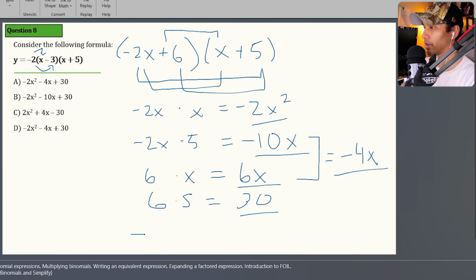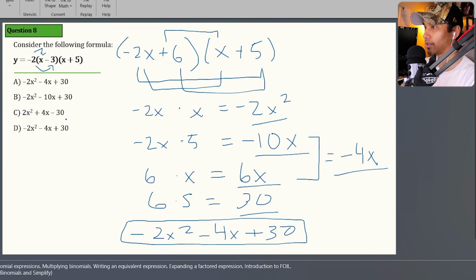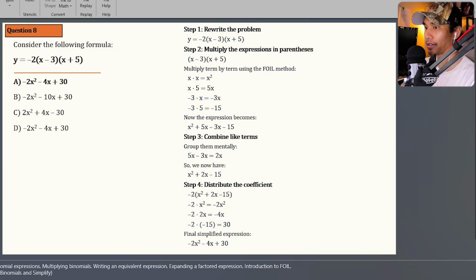So our formula is negative 2x squared minus 4x plus 30, which is answer choice A. Okay, let's see if we got this correct. And it looks like we did.